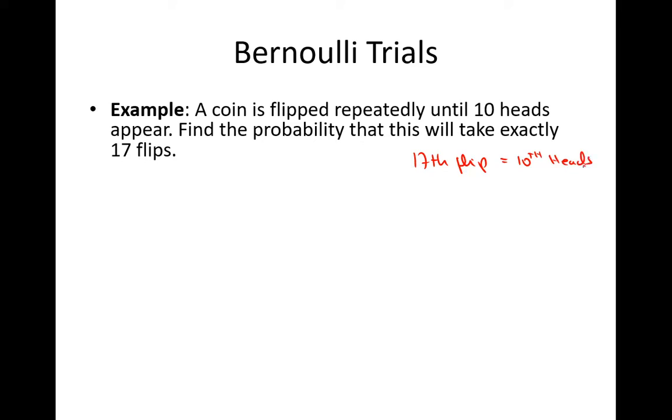See that? So it says there, a coin is flipped repeatedly until 10 heads appear. So just keep tossing the coin till you get 10 heads. They want to find out what the probability is that it will take exactly 17 flips. So in other words, on the 17th flip, you get the 10th heads on your coin. Okay. Now, what does that mean? If the 17th flip is the 10th head, then there are 16 flips.